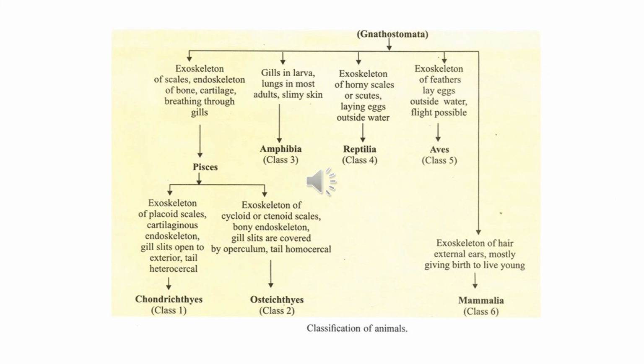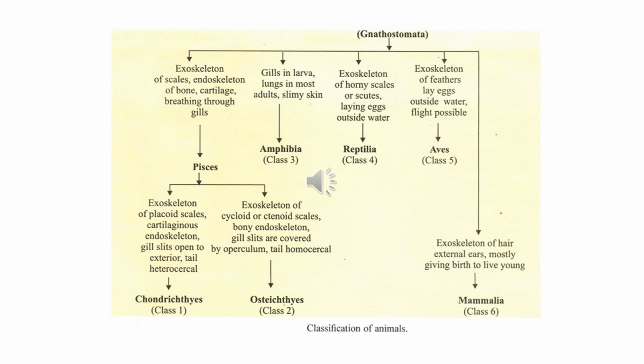If we talk about division Gnathostomata, then it is divided into two superclasses. We have superclass Pisces and superclass Tetrapoda. This superclass Pisces is again divided into two classes, class Chondrichthyes and class Osteichthyes. Chondrichthyes includes cartilaginous fishes, whereas Osteichthyes includes bony fishes. And superclass Tetrapoda is further divided into four classes. We have class Amphibia, class Reptilia, class Aves and class Mammalia.